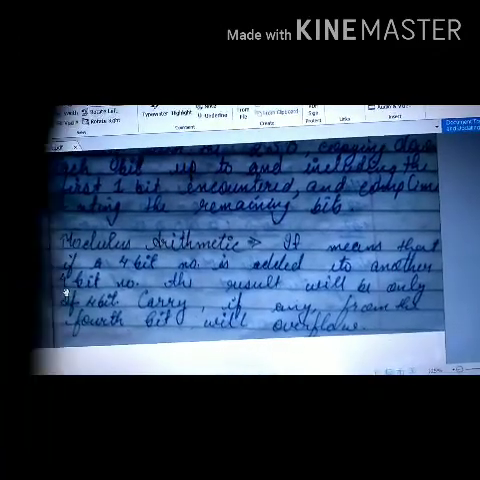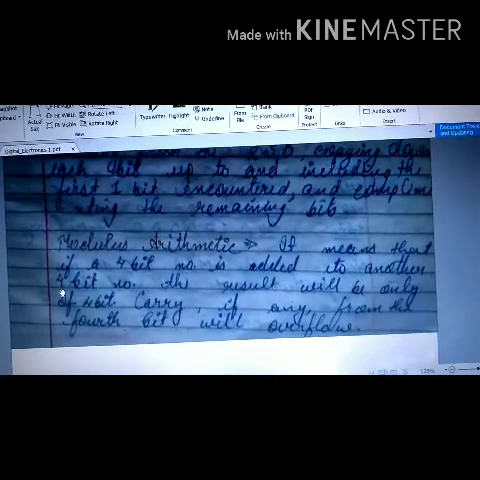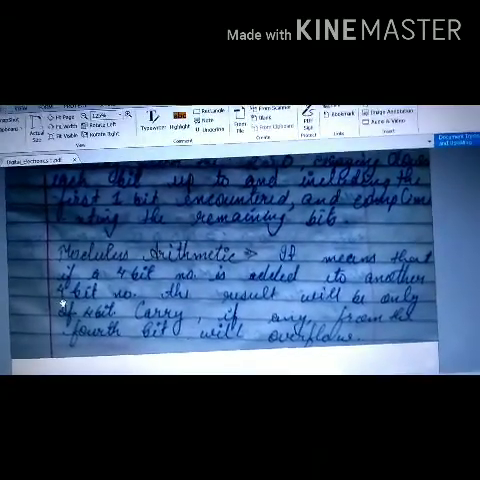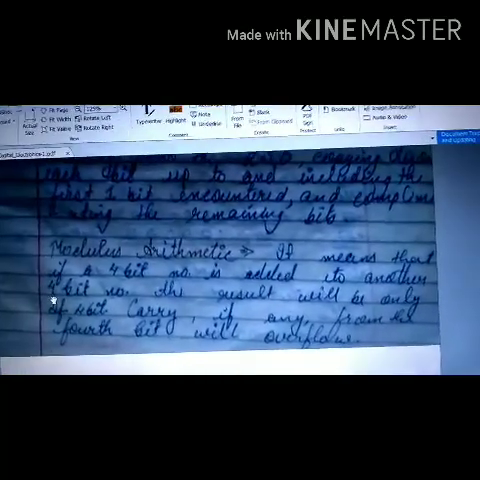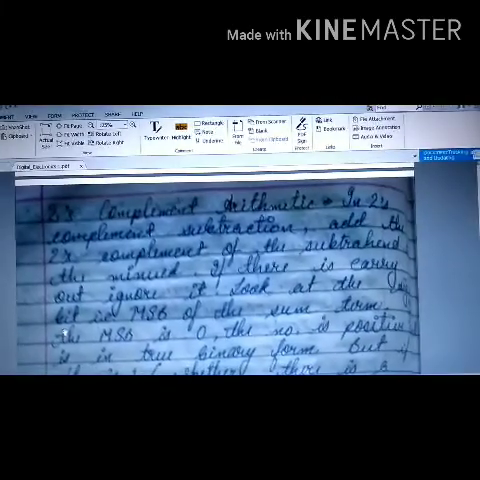Okay, modulus arithmetic. It means that if a 4-bit number is added to another 4-bit number, the resultant will only be 4-bit. Carry, if any, from the 4th bit will be overflow. Now, let us look at 2's complement arithmetic.